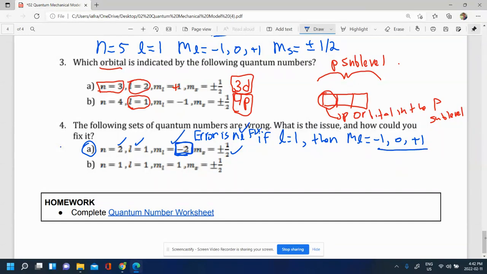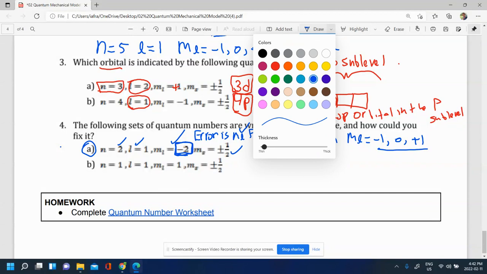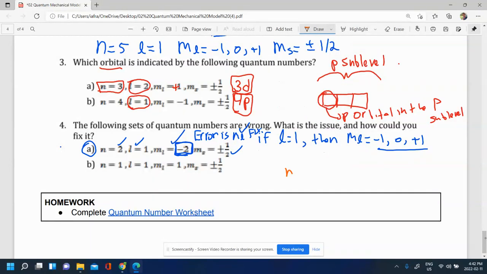Okay. I just want to be clear though. Some students will sometimes say, well, okay, yeah, I see that. But could I also fix it by changing the L value? So for example, they'll say, could I say n is equal to 2, L is equal to 2, ML is equal to negative 2, and then MS is equal to plus minus half. So they'll say, look, I fixed it. Now the ML and the L are okay, like they're in the right range.